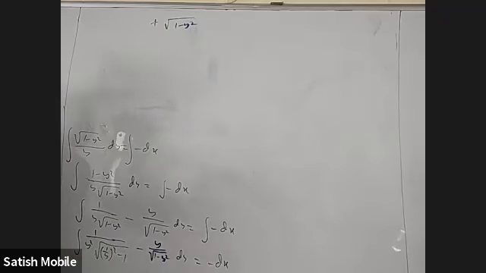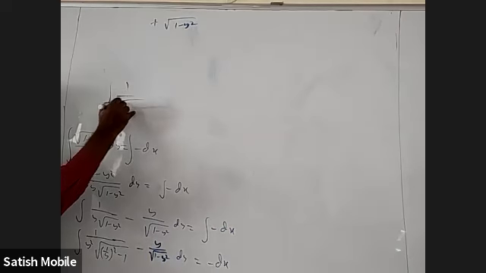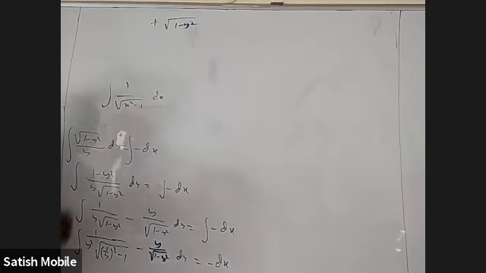The integral of this is root 1 minus y square. What about the integral of this? I will take 1 by y as z. This will become dz by root z square minus 1, that is 1 by root x square minus 1. What is the integral of 1 by root x square minus 1?